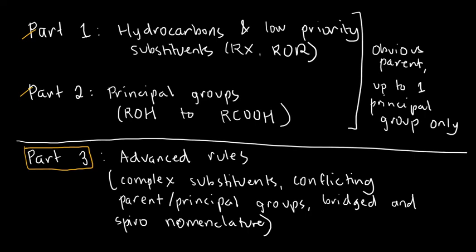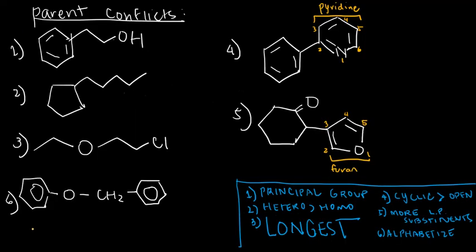In this segment, because I will be dividing part 3 into many segments, we will try to discuss cases wherein the parent chain is not as obvious as it seems. And we will discuss those issues as we go through the different examples. So, let's get started right away with number 1.